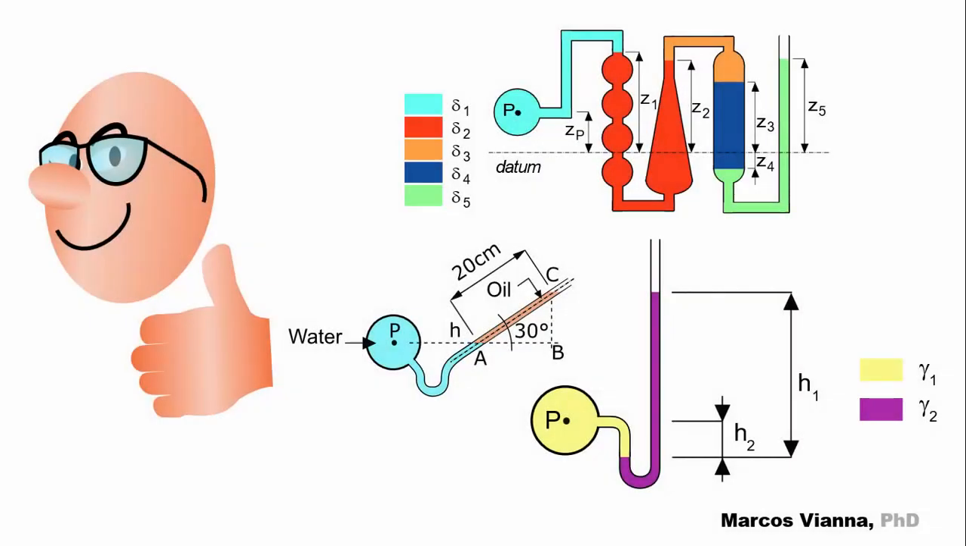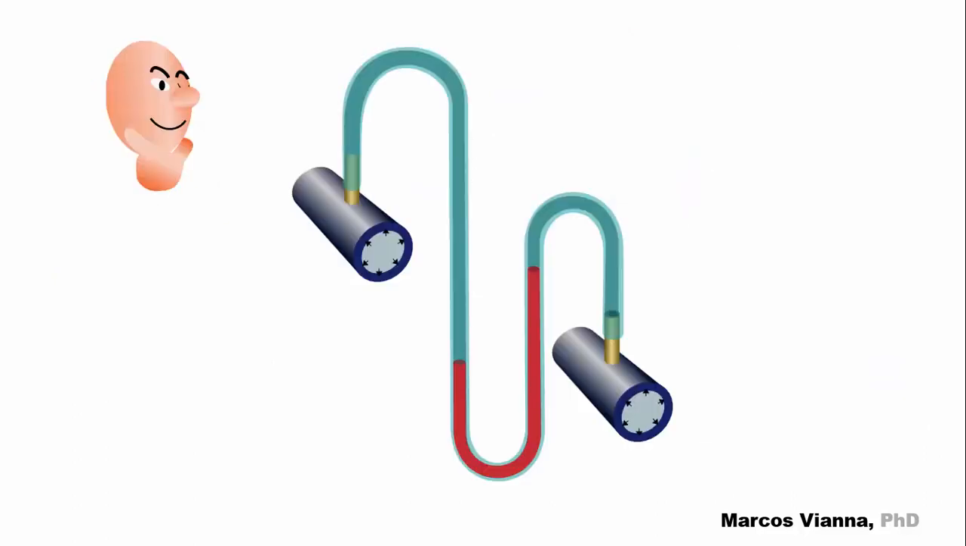In our last video, we talked about liquid manometers. We use them a lot for pressure measurement. Today, we'll talk about differential liquid manometers. They're used to measure the pressure difference between 2 points. Let's start with this example.